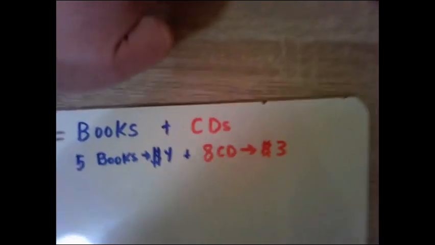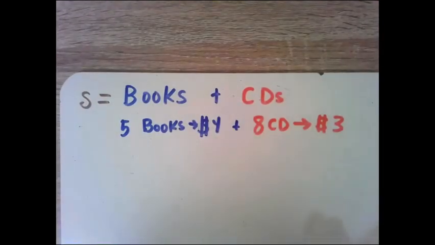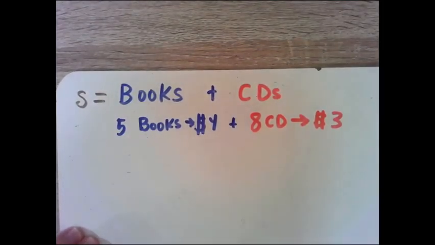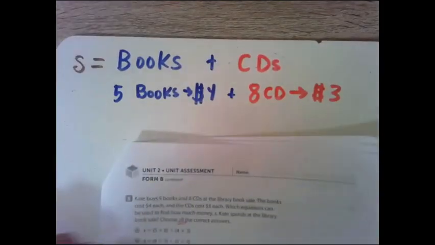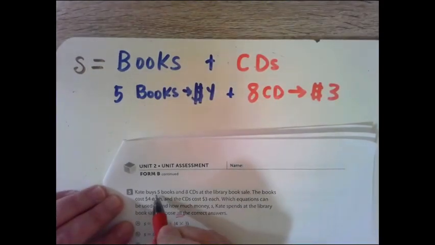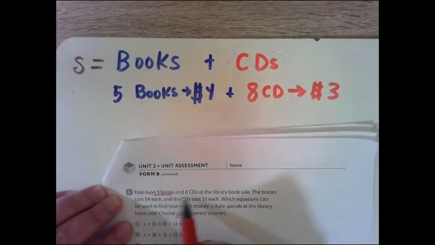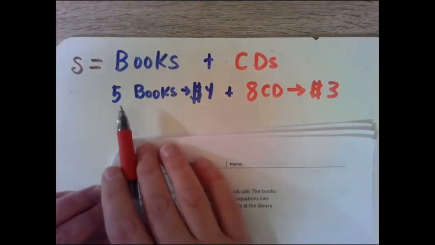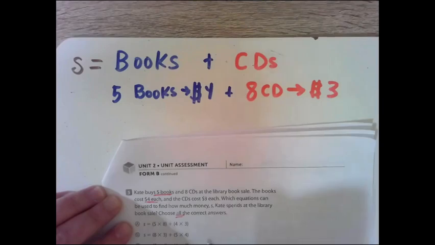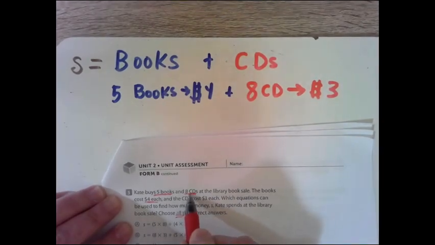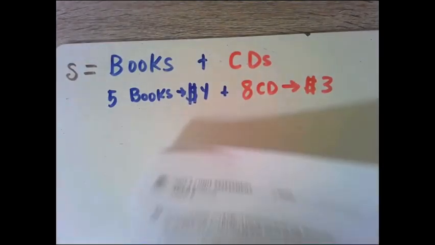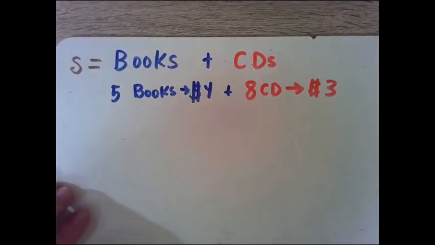All right, so I broke it down. So again, to figure out how much she spends in all, we have to add the amount she spent on the books and the amount she spent on CDs. Now, according to the problem, she buys 5 books. And the books cost $4 each. So I wrote that here. She has 5 books and she spent $4 on each book. And then for the CDs, she bought 8 of them and she spent $3 on each CD. So again, 8 CDs at $3 a piece.